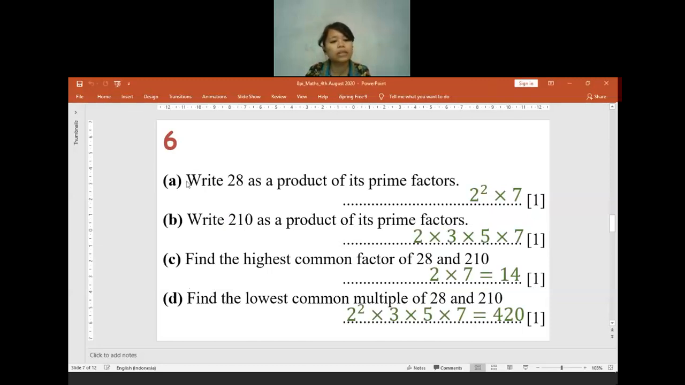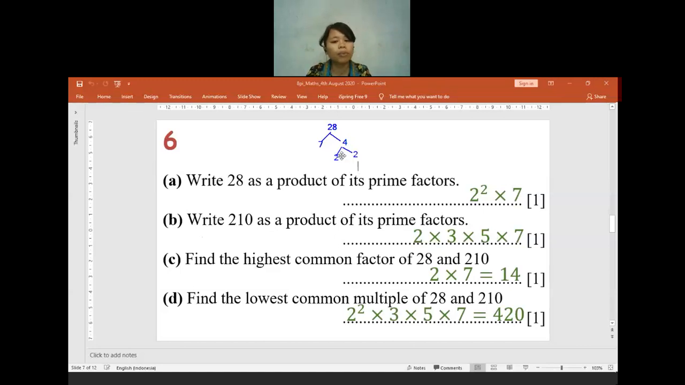Yeah, for question 6, write 28 as a product of its prime factors. To find the product of prime factors, the first thing you can do is make a factor tree first. 28, we can break down into 7 and 4. And then for the number 4, we can break down into 2 times 2. Because there are two numbers of 2 in the end of every branch, we will write it as 2 to the power of 2 times 7.